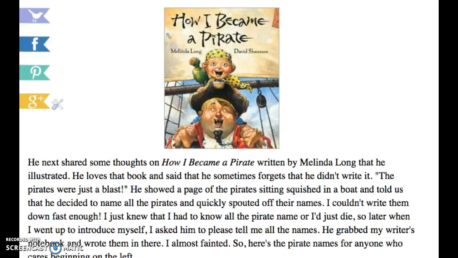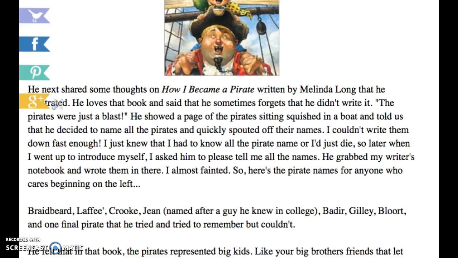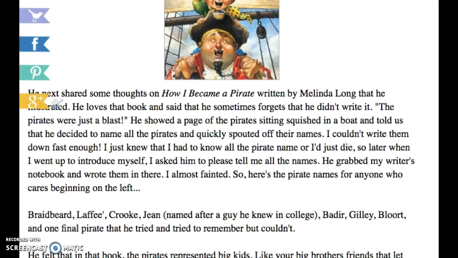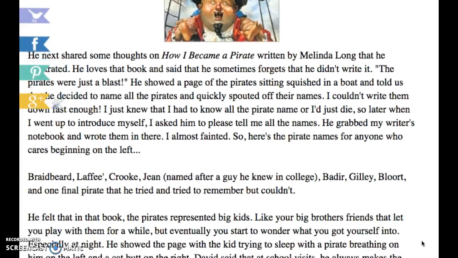And so after the presentation, I went up to him and I said, please tell me what you named the pirates. And so if you look right here, he wrote down in my writer's journal that I had in my hand what he named the pirates: Braidbird, Laffy, Crook, Jean, Badir, Gilly, Blurt. And then he could not remember the last pirate's name, and it bothered him the whole rest of the day. So I'll never know the final pirate's name.